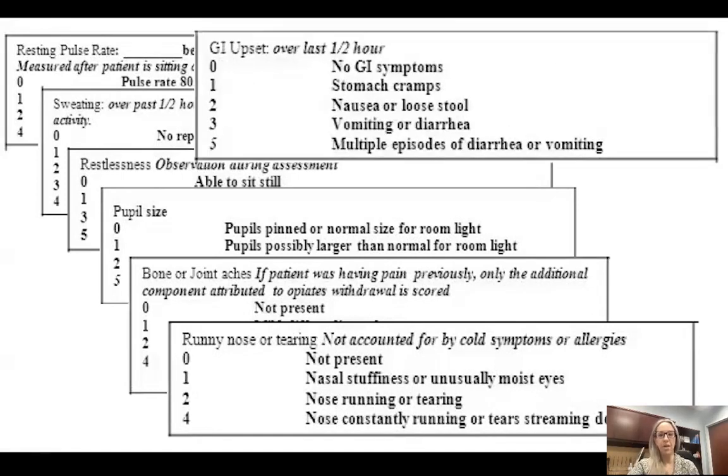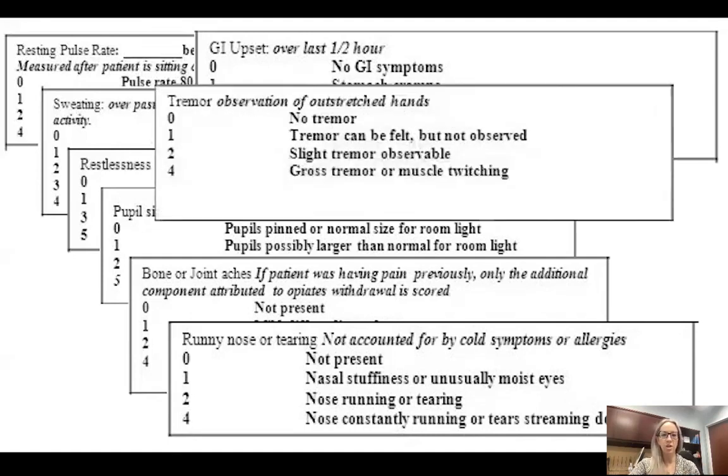GI upset. Have they been vomiting? Have they had stomach cramps? Have they not been able to leave the toilet because they've been vomiting and having diarrhea so bad? So tremor. How do their outstretched hands look?